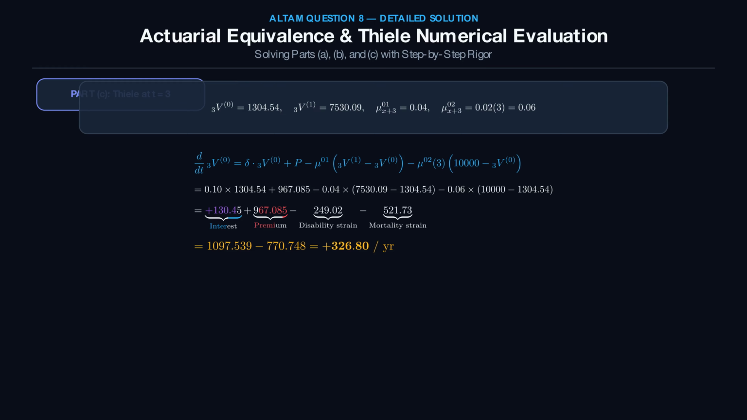At T equals 3, healthy reserve is 1,304.54 and disabled reserve is 7,530.09. Mu01 is 0.04 and Mu02 is 0.06. Thiele's derivative is plus 326.80 per year.